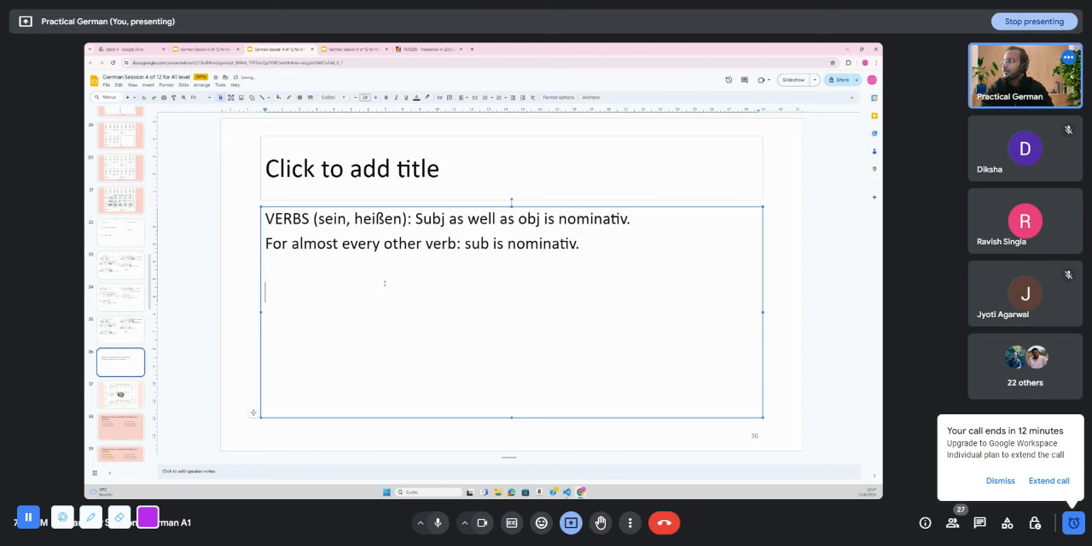What about the object? When is the object nominative? When is the object accusative? When is the object dative? There is also something called genitive. Let's ignore genitive for now. So I told you the object will be nominative for verbs like sein and heißen. Can there be more verbs? Yes, but sein and heißen you should know for now.